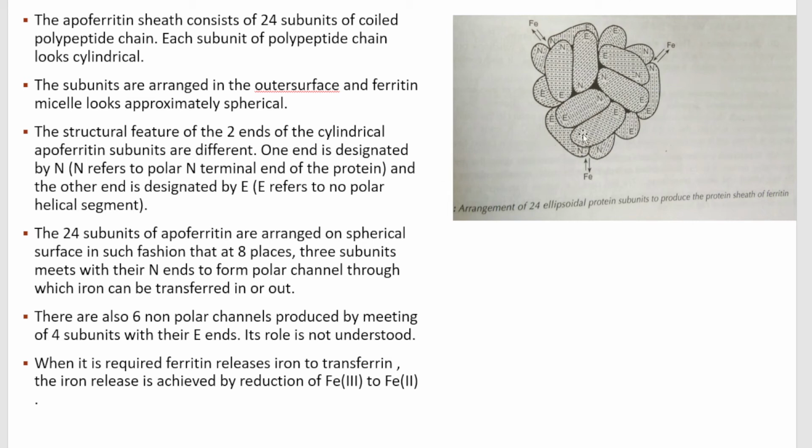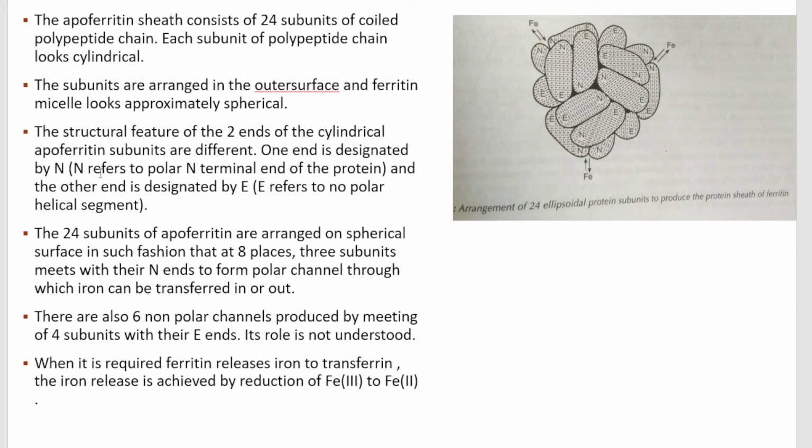So you can see how these subunits are clinched onto the surface and they make the protein look spherical in structure. The structural features: now we are studying these individual subunits of the polypeptide chain. The two ends of the cylindrical apoferritin subunits are different. They are telling us that these two ends of the single subunit have different structural features. So you see here, one end is named N, one end is named E. That is telling us that the structural features of the two ends of each subunit are different.